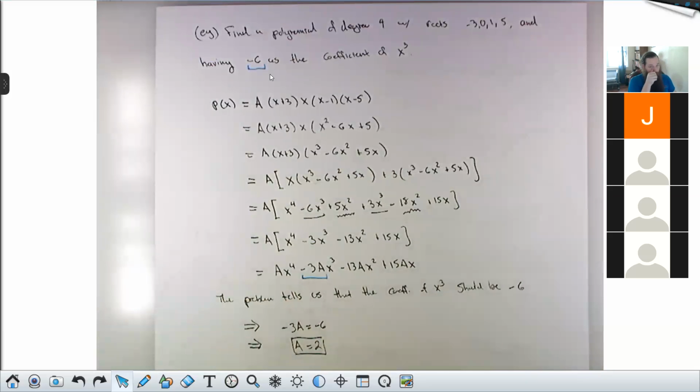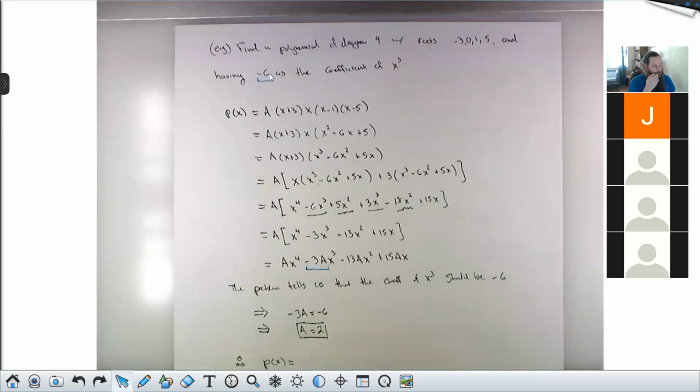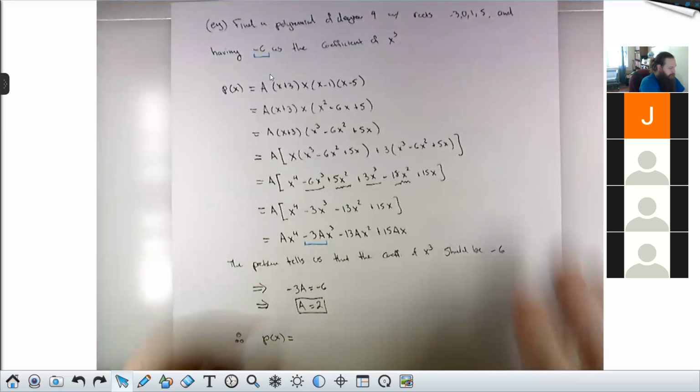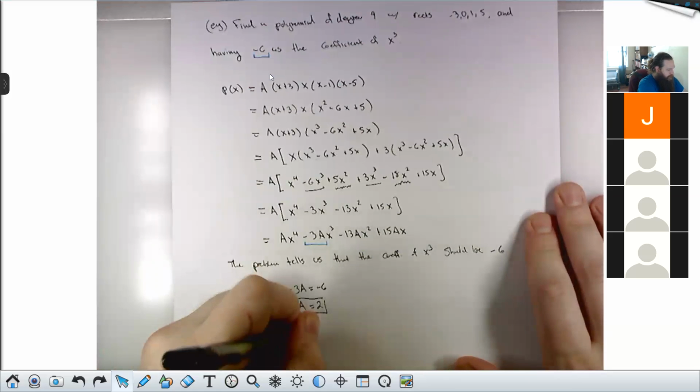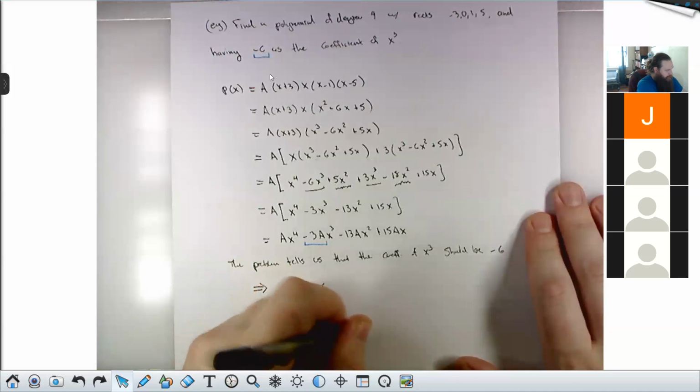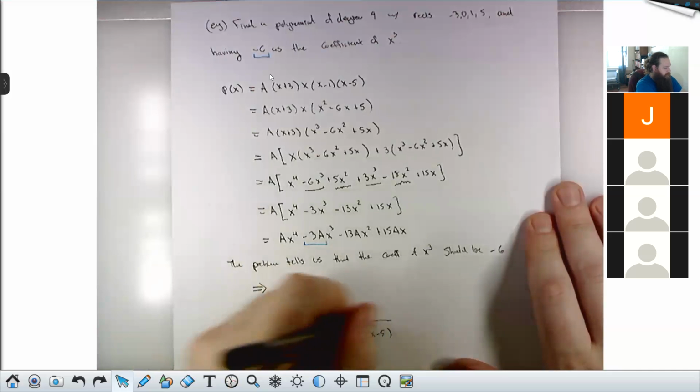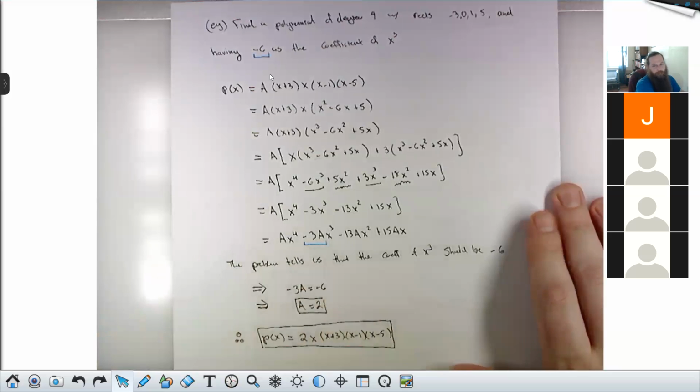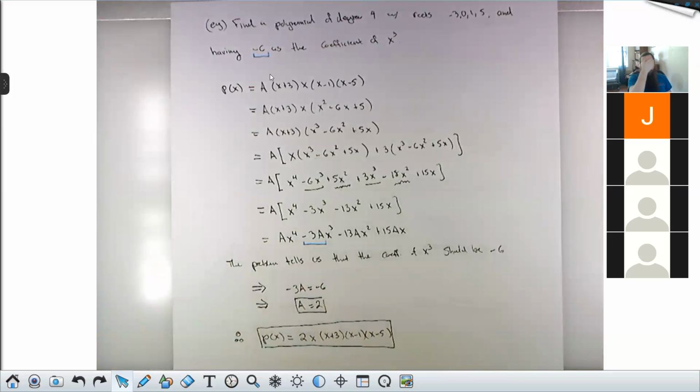Therefore, P of X, I would go back and write it in the factored form because that's the nice way to write it. P of X is 2 times, I'll put the X up front, times X plus 3 times X minus 1 times X minus 5. There's your final answer.